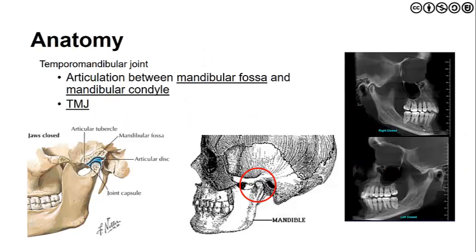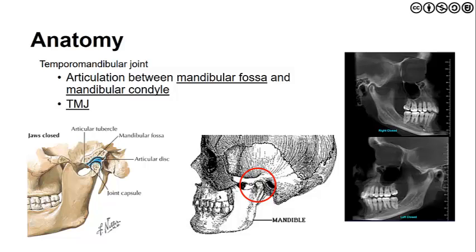And then if we go more proximal, we find the actual TMJ, the temporomandibular joint. And this is the articulation then between the mandibular fossa and, again, the mandibular condyle, right? And now you can begin to appreciate this articular disc. Now, this articular disc is kind of interesting.